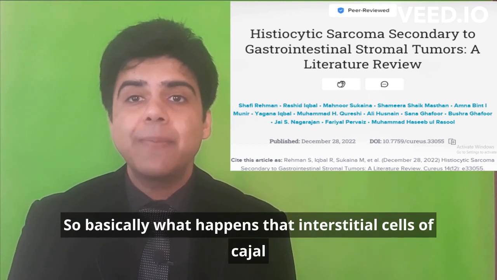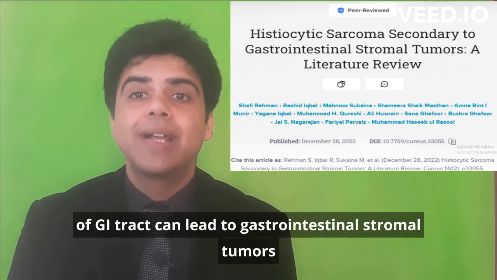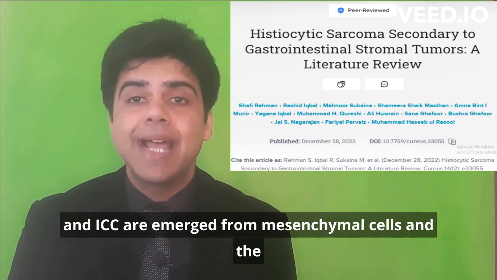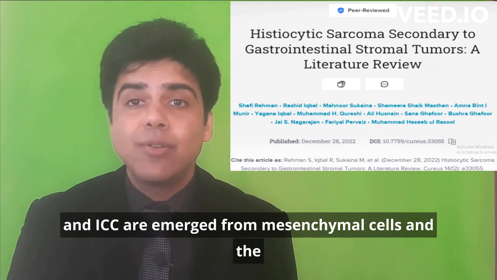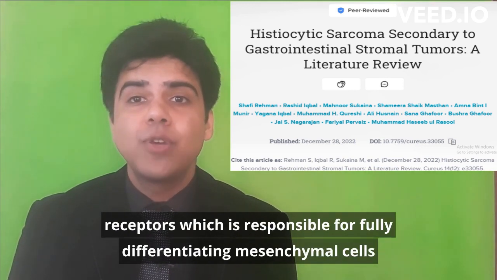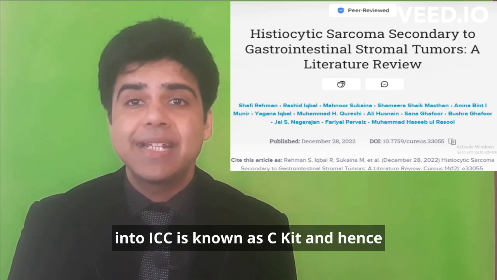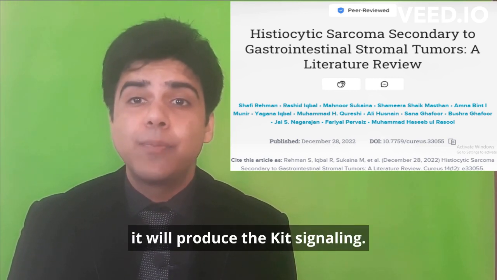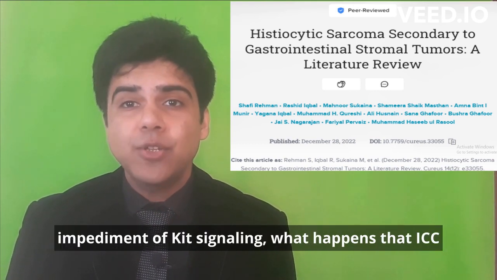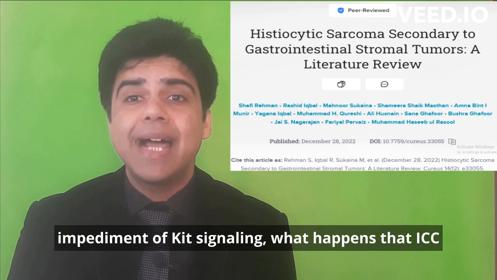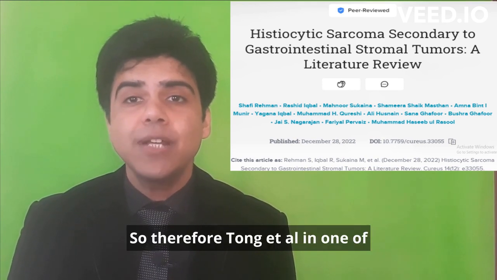Basically, the interstitial cells of Cajal of the GI tract can lead to gastrointestinal stromal tumors, and ICC emerge from mesenchymal cells. The receptor responsible for fully differentiating mesenchymal cells into ICC is known as c-KIT, and hence it produces KIT signaling. It is proposed that when there is an impediment of KIT signaling, ICC can transdifferentiate into smooth muscle cells. So therefore, Tong et al.